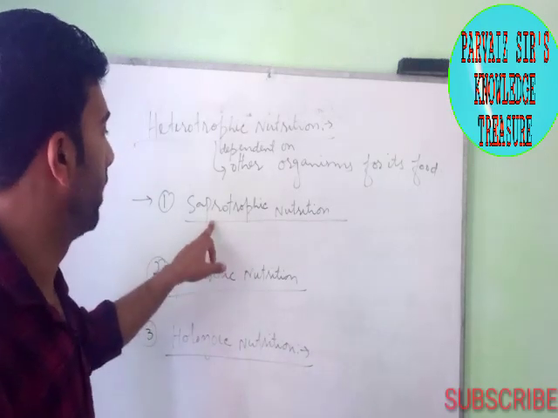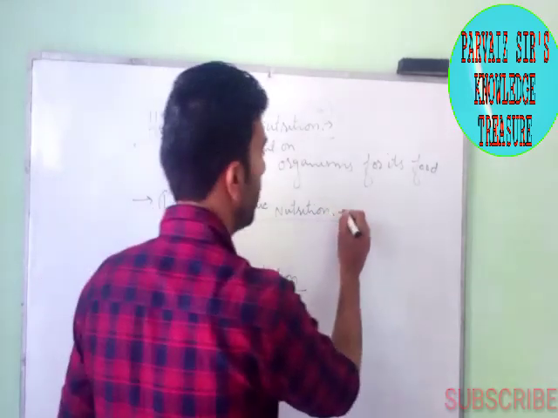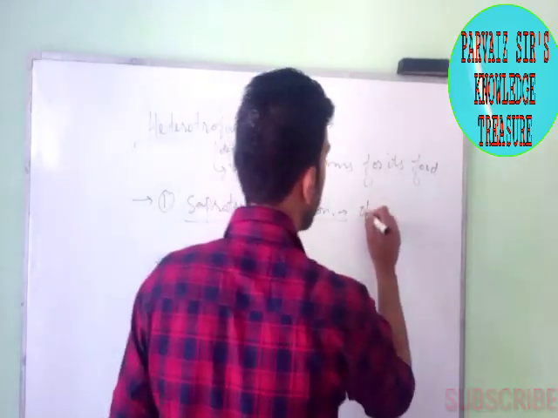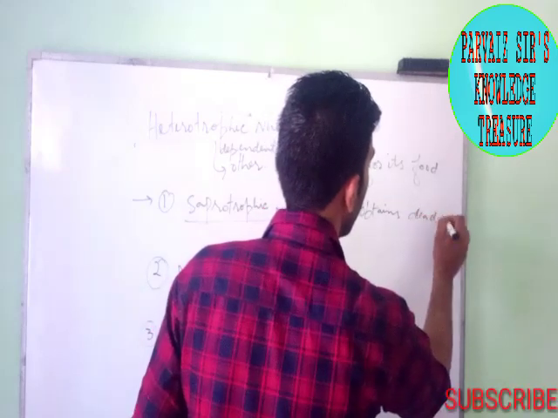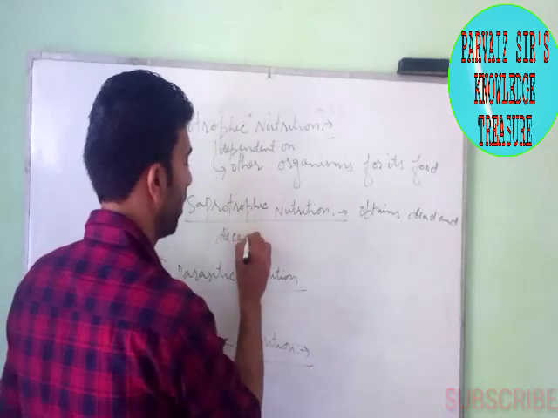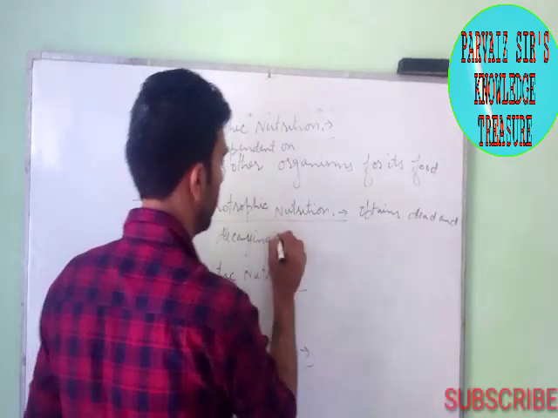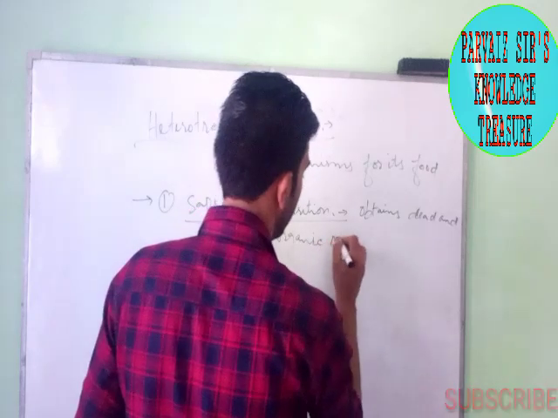Saprotropic nutrition. It is that type of heterotropic nutrition in which an organism obtains its food from dead and decaying organic matter.